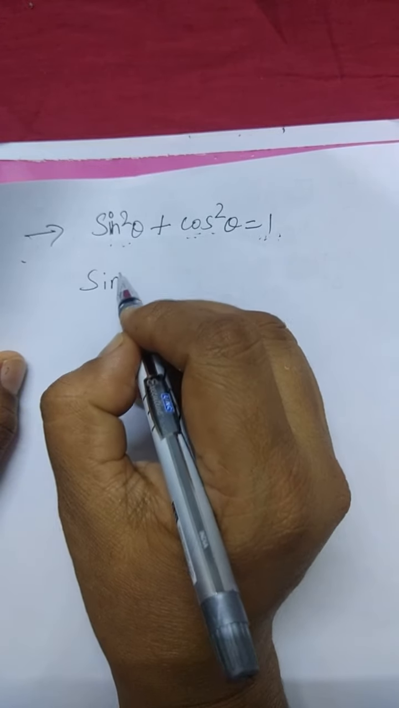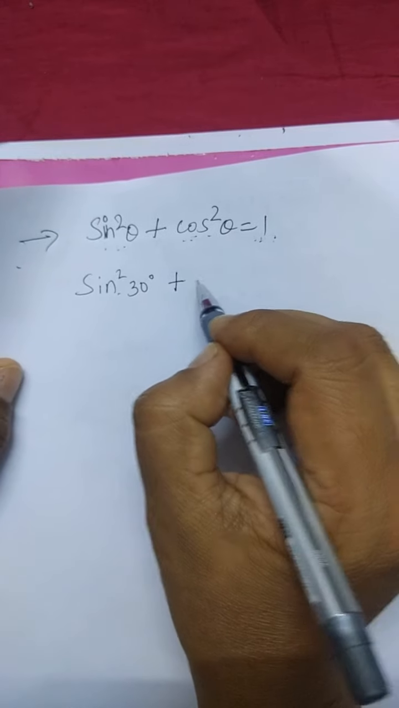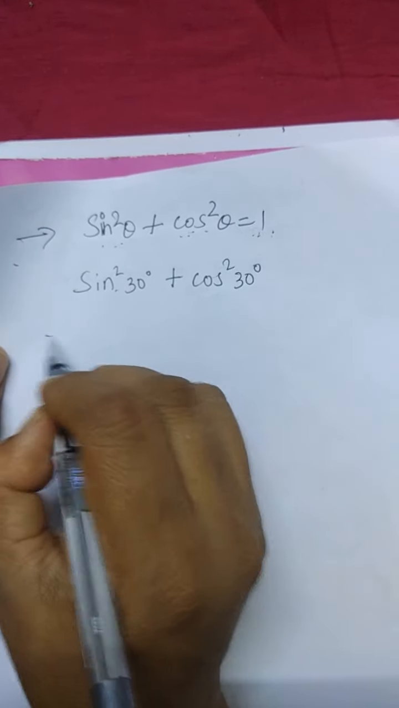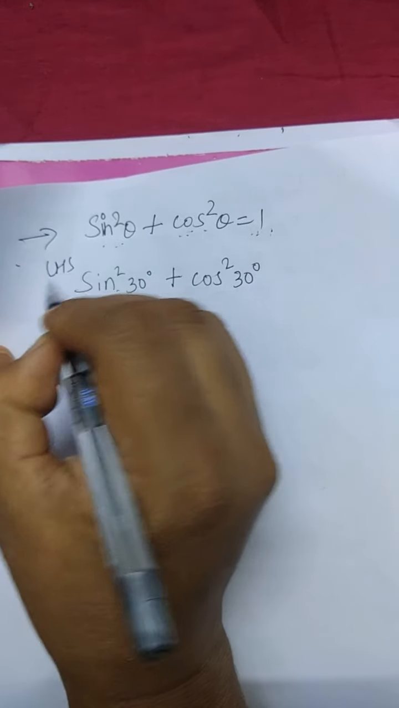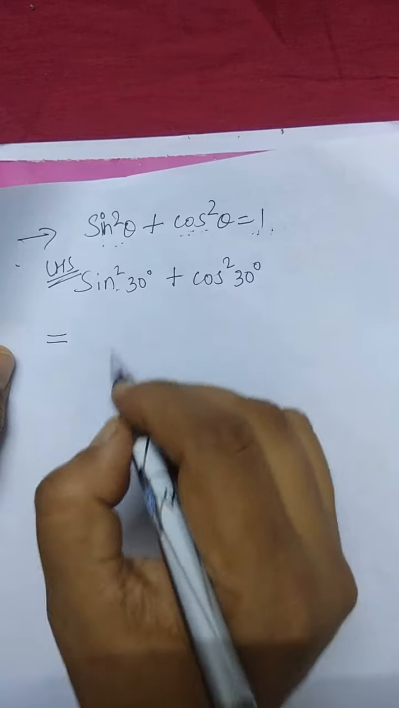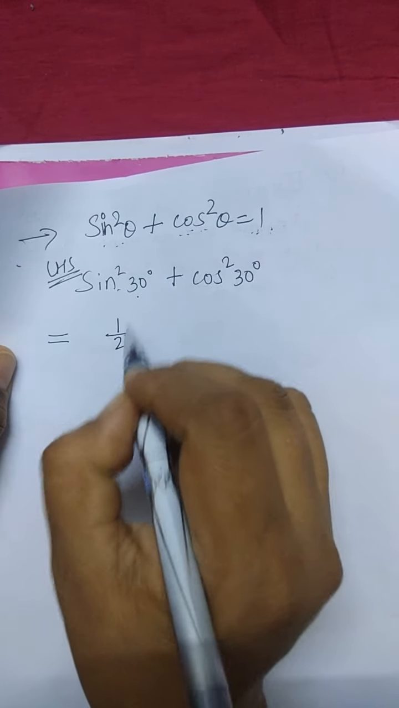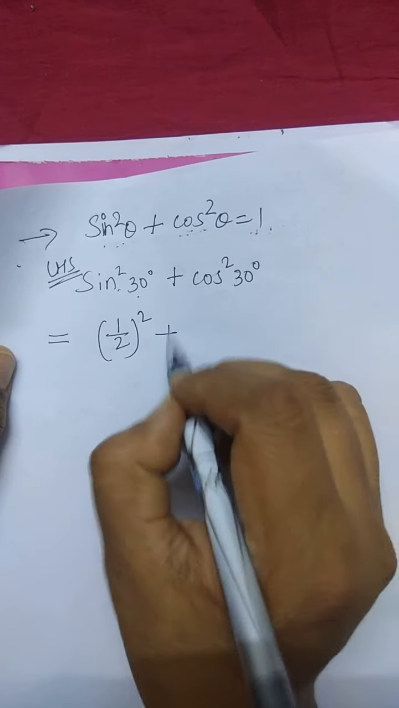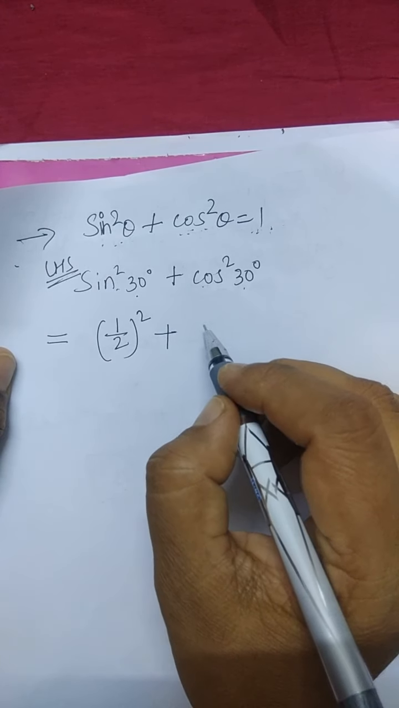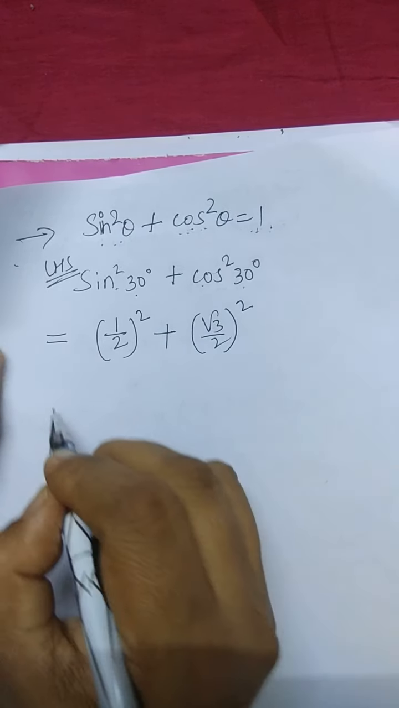Suppose sine square 30 degree plus cos square 30 degree is equal to, consider the left hand side. We are solving this and we will prove that it is equal to 1. Do you know the value of sine 30 degree? Yes, it is 1 by 2 whole square plus cos square 30 degree. Yes, it is root 3 by 2 whole square.